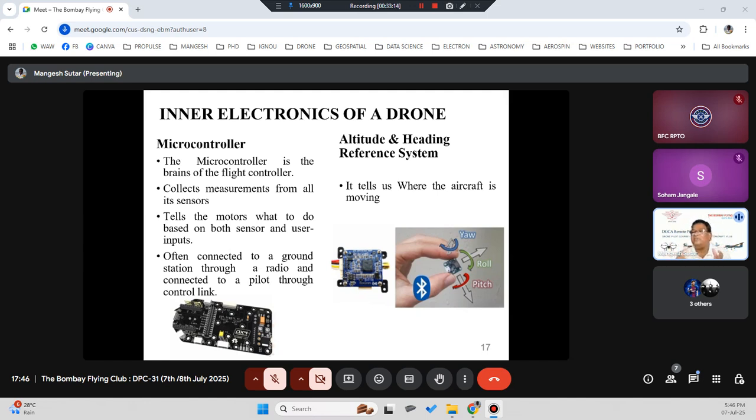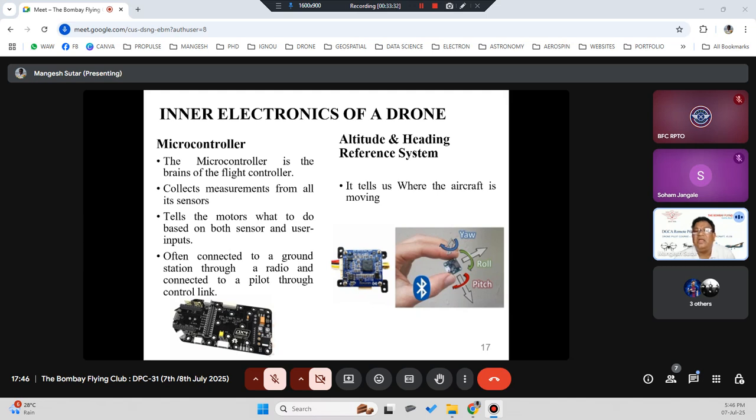So everything is available on this. You don't require a separate GCS or separate laptop to be set up to see the operations and all this. So all the altitude, temperature, everything is available on your small screen. Okay, there is a component called altitude and heading reference system which tells aircraft where it is moving.